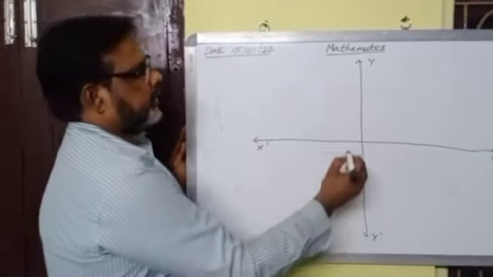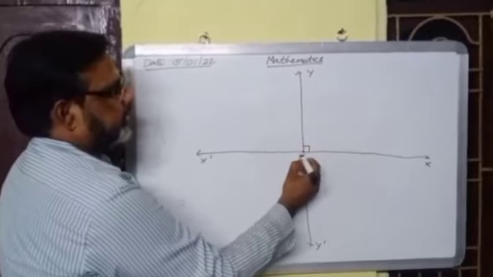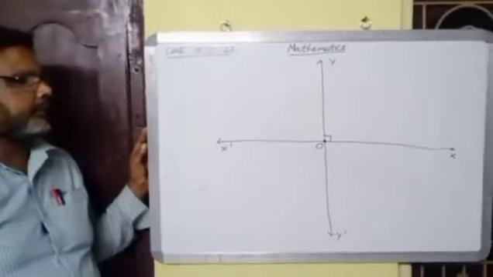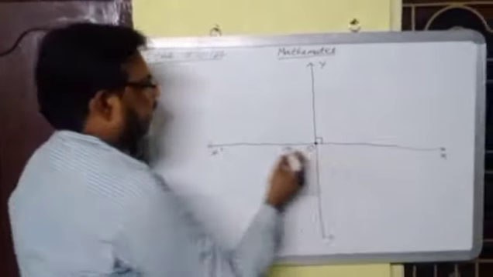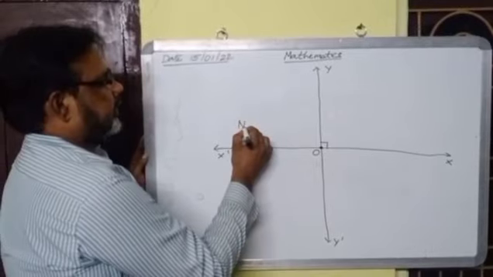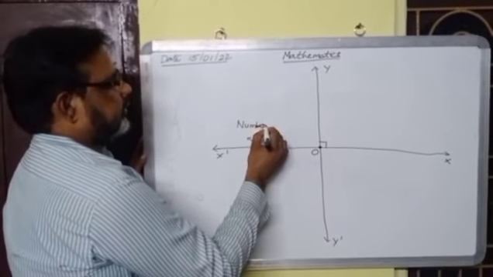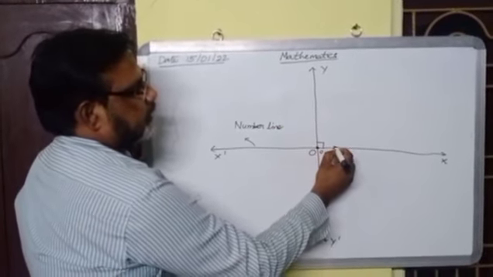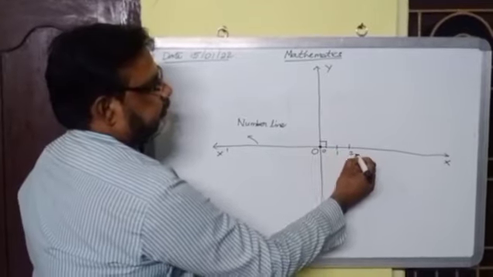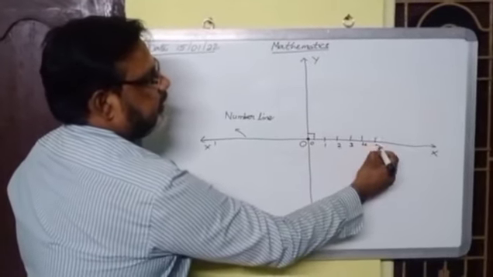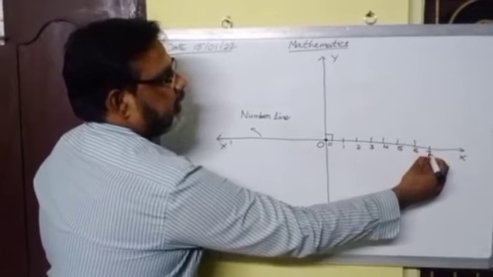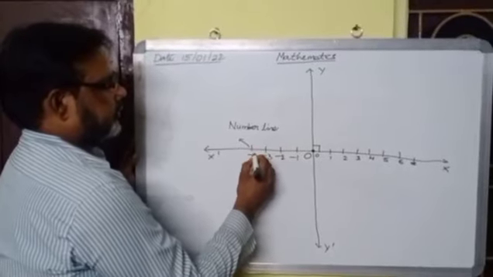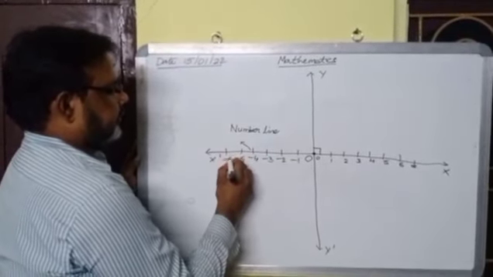Both the axes meet at a point. Both are perpendicular and both are meeting at a point. That point is called the origin. This axis is nothing but a number line. Already we are familiar with this number line. We are having the number line from 0. We will start on the right side, it is positive, and the left side it is negative.